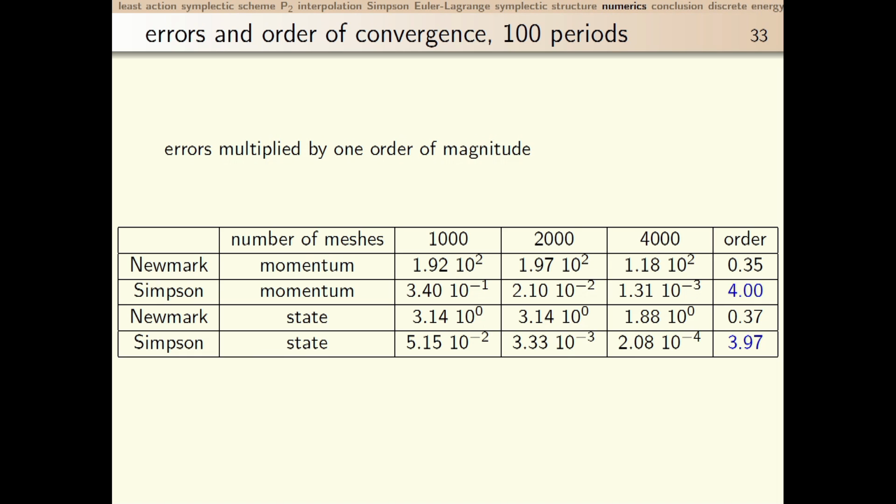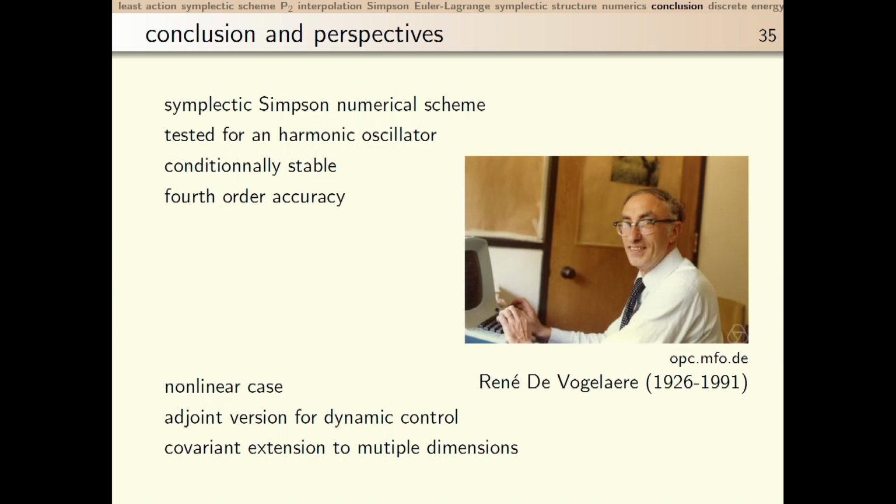For 100 periods, the error for Newmark is completely outside. So Newmark is no more efficient for this kind of discretization. And for Simpson, it is still fourth order, but the error has been multiplied by one order of magnitude. And it was also possible to have 1,000 periods, and it is still fourth order, but the error is again multiplied by one order of magnitude.